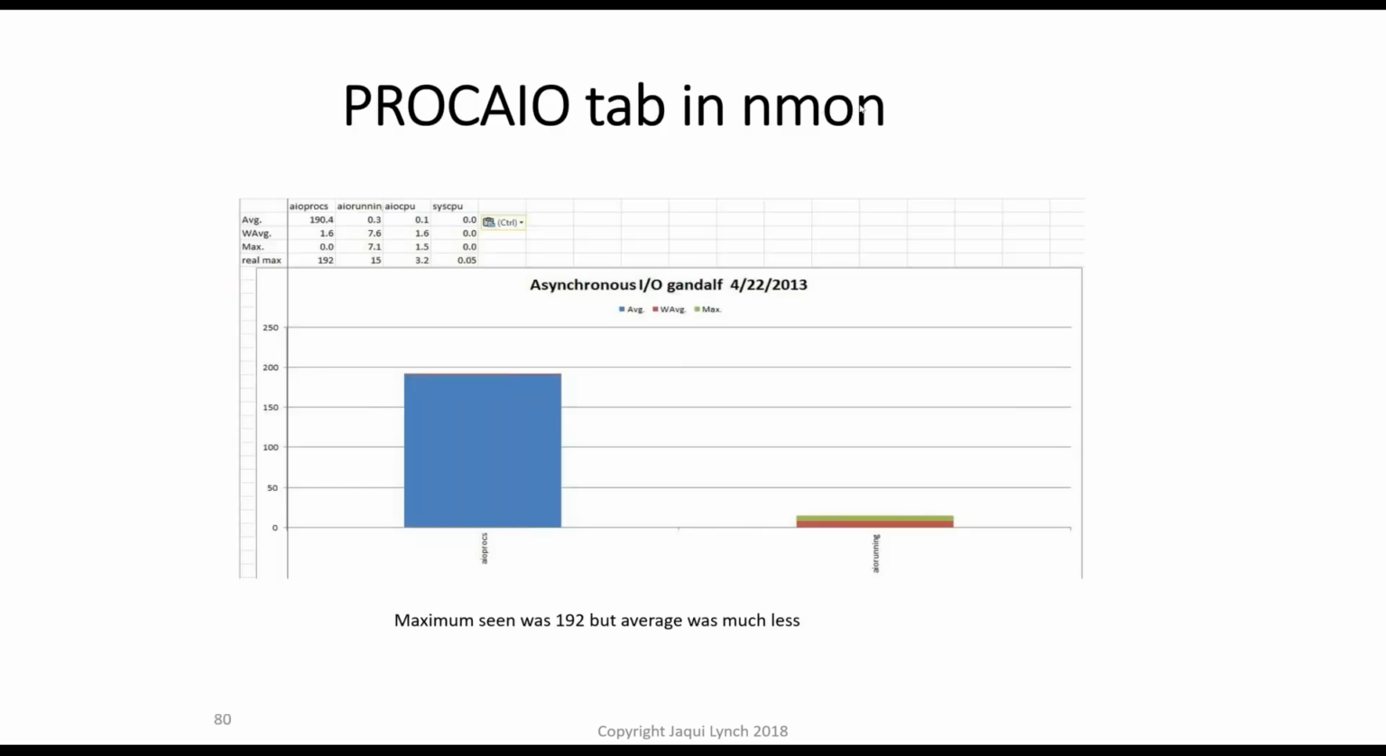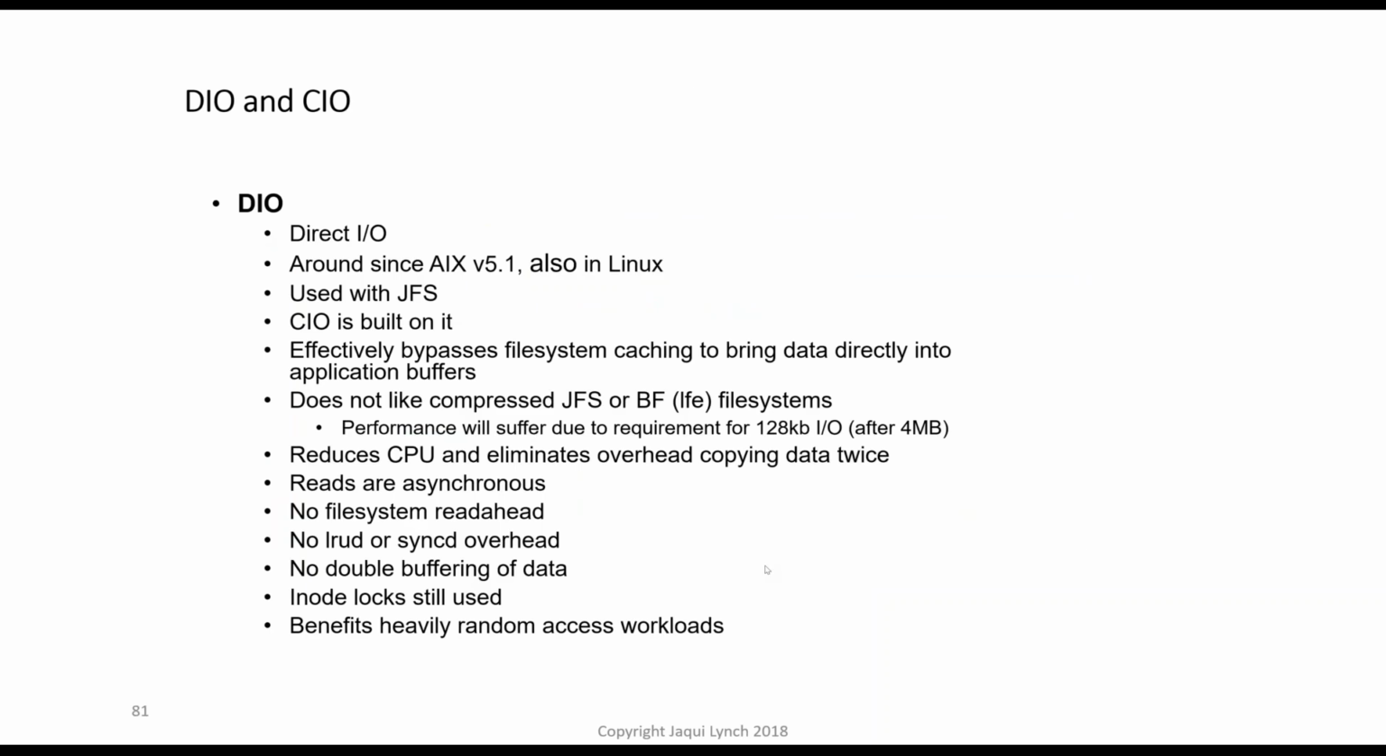In Nmon, there's a proc AIO tab, and basically this is how many are currently running, and I think the AIO prox is the maximum that it saw during that time. So you can actually see it that way. There's also various other commands. IOstat has a -A flag and so on.